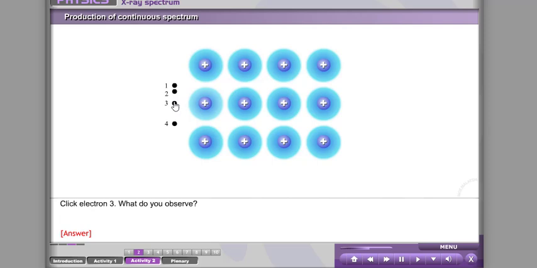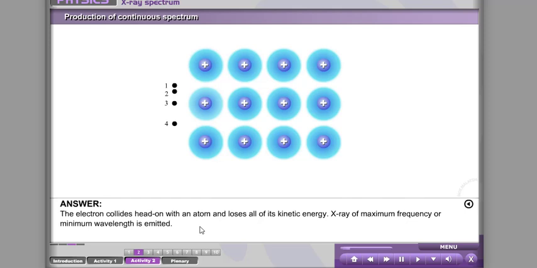Click electron 3. What do you observe? Answer: the electron collides head-on with an atom and loses all of its kinetic energy. X-ray of maximum frequency or minimum wavelength is emitted.